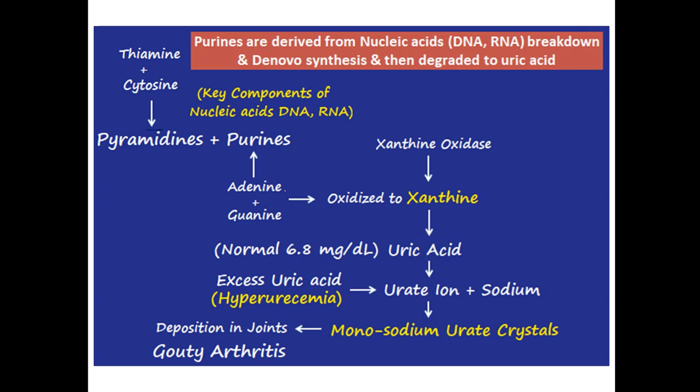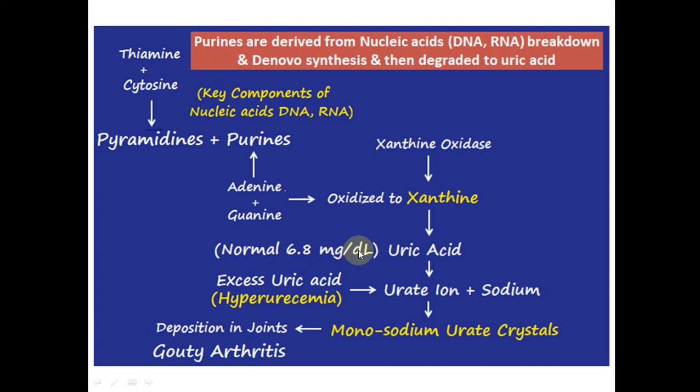Normally, the uric acid is excreted in the urine, and some uric acid is excreted through the fecal route, and the level of the uric acid is maintained at 6.8 milligrams per deciliter. At this level, uric acid is soluble in body fluids.